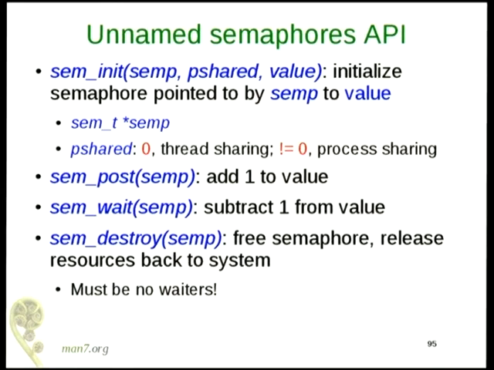sem_post: add 1 to the value of the semaphore. sem_wait: decrease 1 from the value of the semaphore. sem_destroy: I've finished with the semaphore, free all the resources associated with the semaphore so that they can be reused by the system.